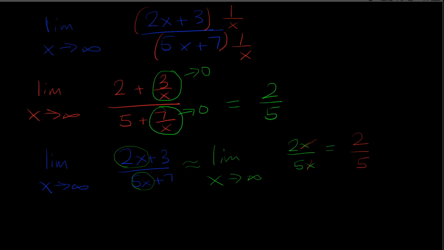Okay, let's try one more. Let's say we have the limit as x approaches infinity of 2x cubed plus 7 over x cubed minus x squared plus x plus 7. Okay, the first step is to identify the highest exponent. The highest exponent is x cubed, right? The highest degree is x cubed.